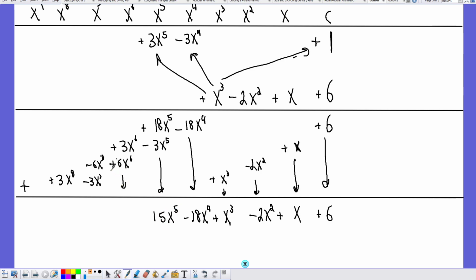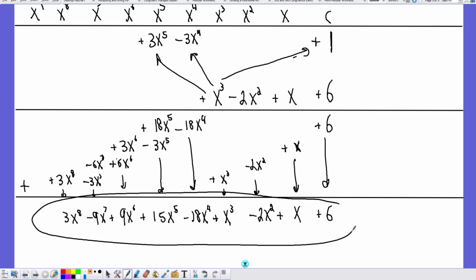3x to the 6 plus 6x to the 6 is a 9x to the 6th power. Then negative 6x to the 7 minus 3x to the 7 is negative 9x to the 7. Put a plus. And then finally we have our 3x to the 8th power. And that, since we have now combined everything together, gives us our entire answer.